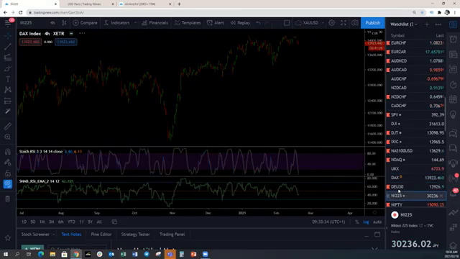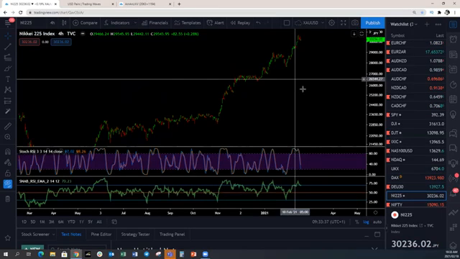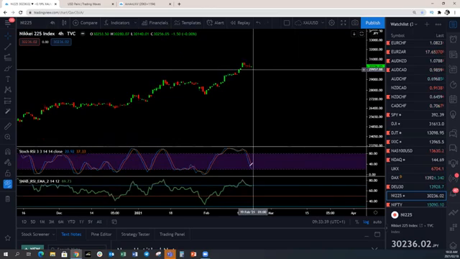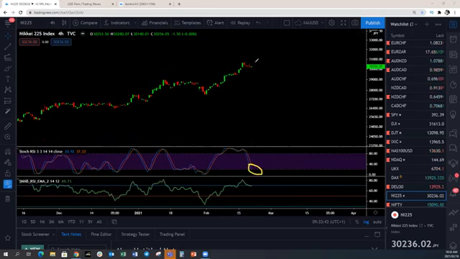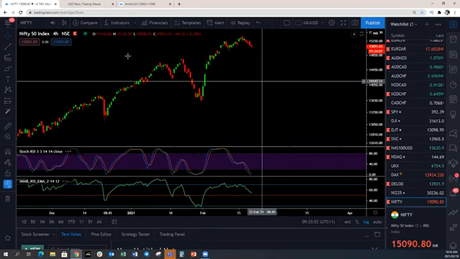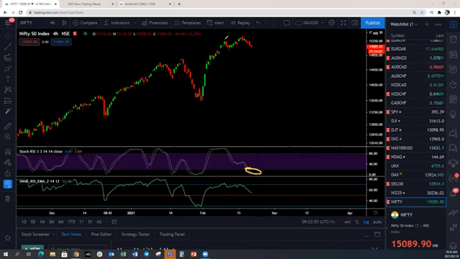Nikkei, no change. RSI well above 50, and we're already resetting again. So Nikkei showing more strength than most of these indices for upside. Nifty also resetting again on the 4 hour. We're going to see some more upside. The RSI is well above 50, so continuation to the upside.